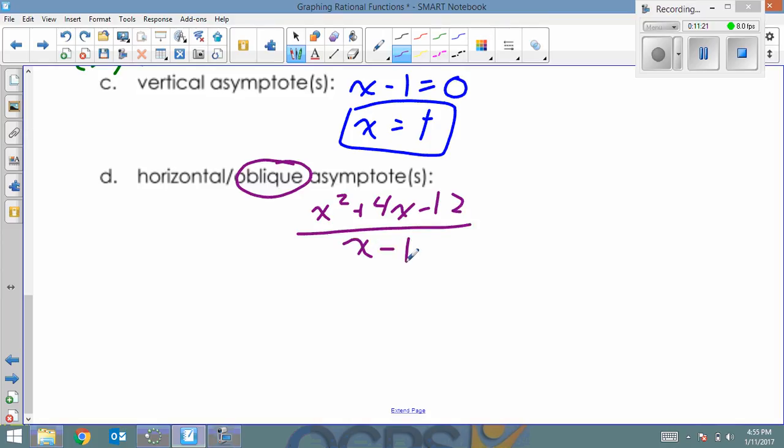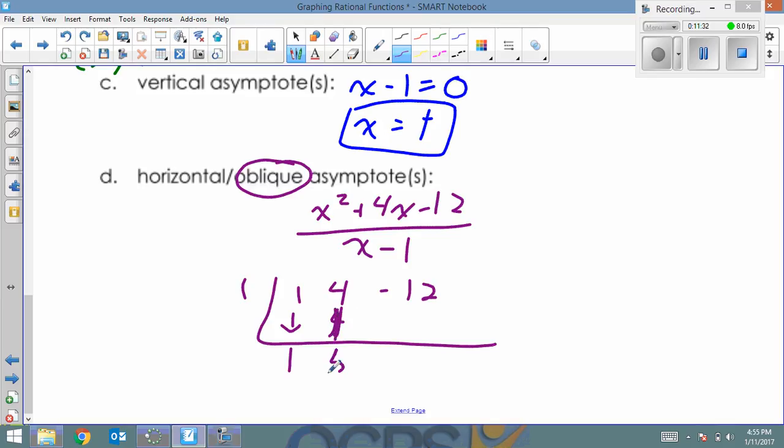I'm going to do some synthetic division. So it's 1, 4, negative 12, and then the opposite, which would be 1. Bring down the 1, which gives me 1, then 5, then 5, then negative 7. Because we're just finding an equation, we don't need the remainder, so the remainder goes away. Remember, start with the one on the left, that's 5, and add an x every time you go to the left. So it's y equals x plus 5.